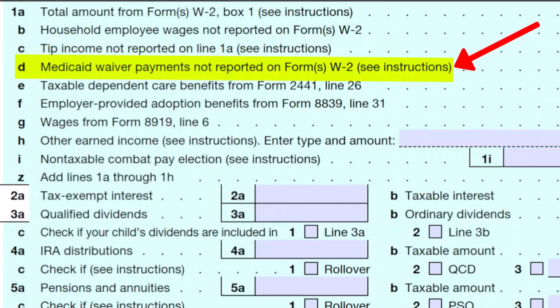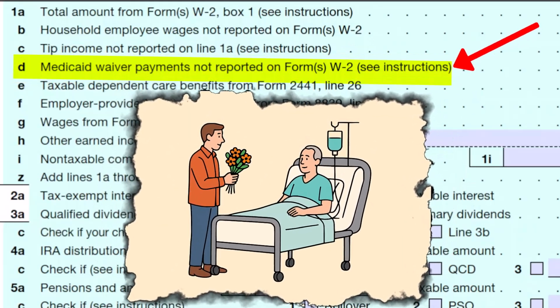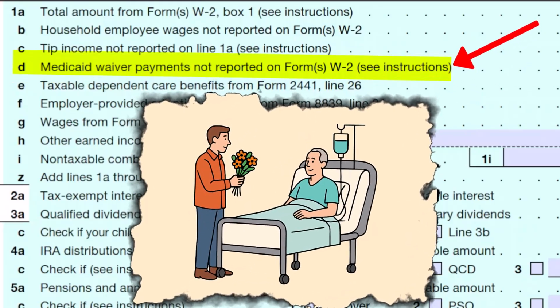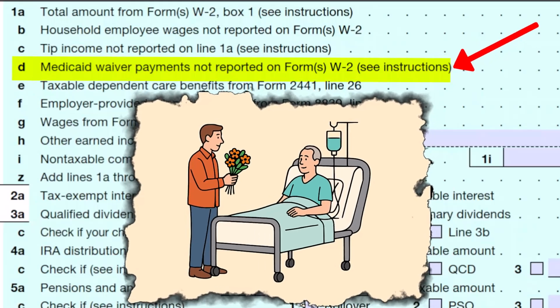Let's look at line 1D, which tracks specific payments received for caring for someone in your home under a state Medicaid program. These payments are often excluded from your gross income, but they must be reported here if they were not already listed on a W-2.